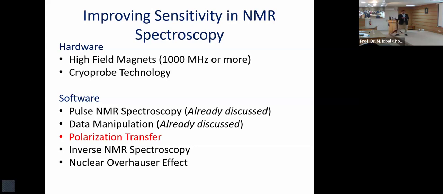But so far, we already have a commercially available 1.2 gigahertz, 1,200 megahertz machine. And remember, this is the proton frequency of the NMR spectrum. It is about a 22 to 23 Tesla machine. And then the cryoprobe.